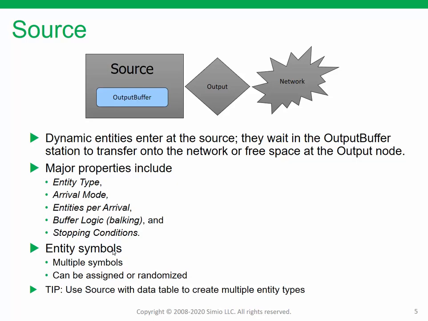Also recall from the module on animation that dynamic entities support multiple symbols. So you have a symbol list and you can change the symbol to change the look of the entity. The source object lets us specify multiple symbols, and they can either be assigned by number or randomized so that you can create different visualizations of the entities that are created through the source object. Also, as a tip that we will see a little bit later, if we use the source object with a data table, we can actually create multiple entity types using the same source object.